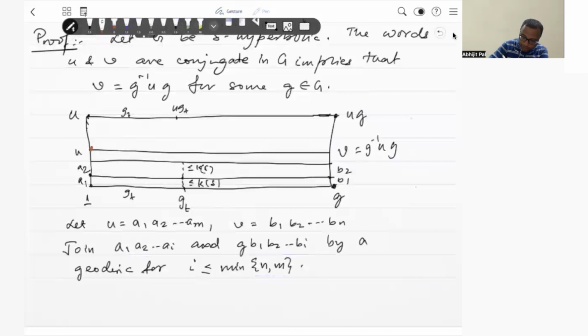Suppose this point is your A1, A2, ..., Ai, and this is your g, B1, B2, ..., Bi. So the distance of this one to this A1, A2, ..., Ai will be equal to i, and the distance between g and g, B1, B2, ..., Bi will again be exactly equal to i. Note that because u is equal to A1, A2, ..., Am and v is equal to B1, B2, ..., Bn, i will be less than or equal to the minimum of n and m.